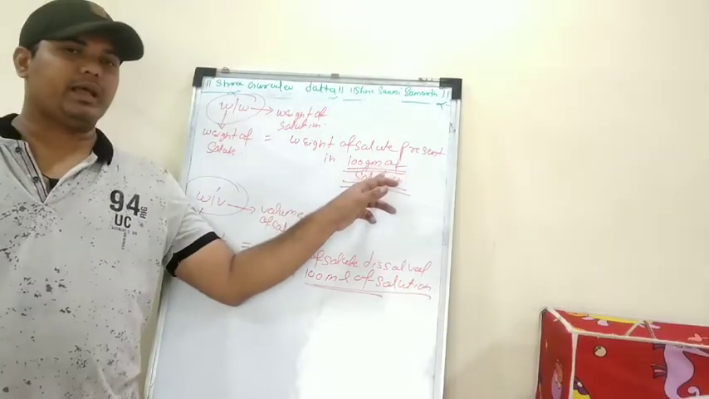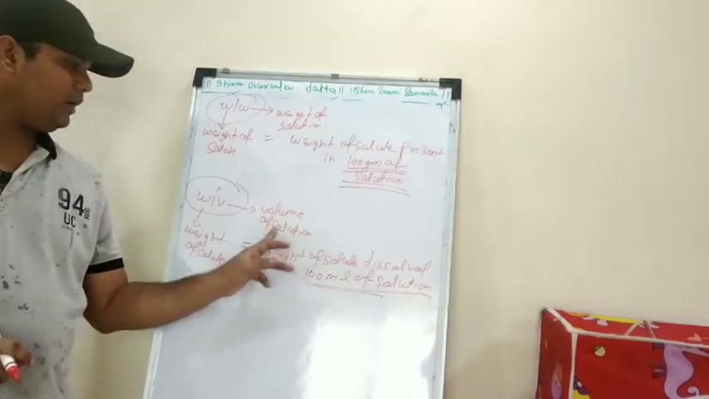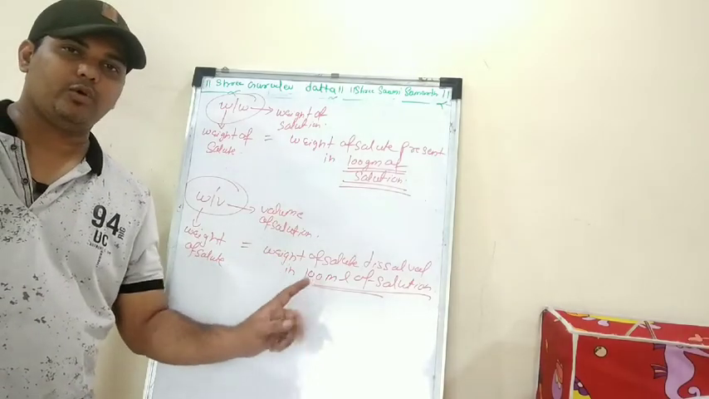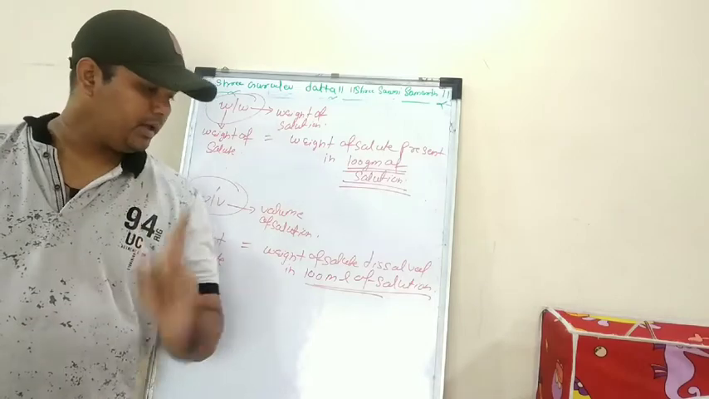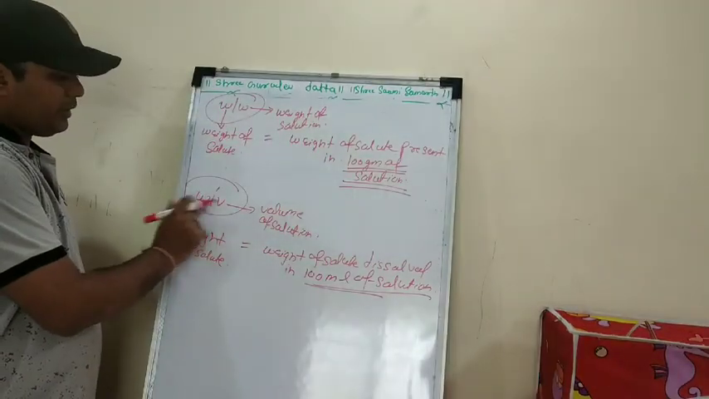Here it was 100 gram of solution because it was the weight of solution. Now here, as it is the volume of solution, we are going to express the volume in ml. We know that we express the volume in ml. So this becomes the formula or the definition of W by V.